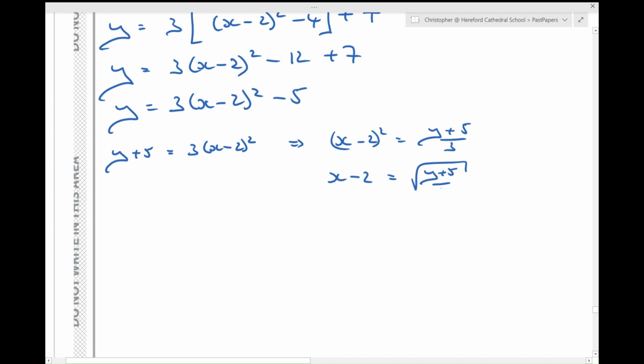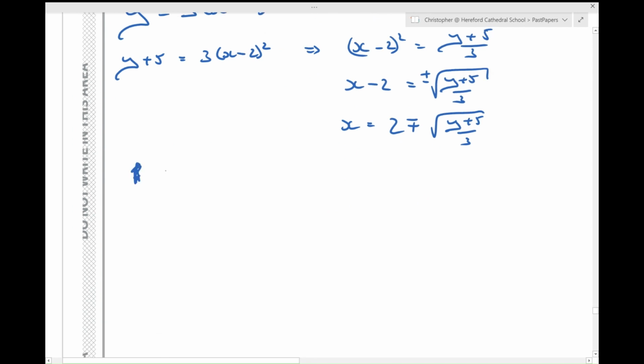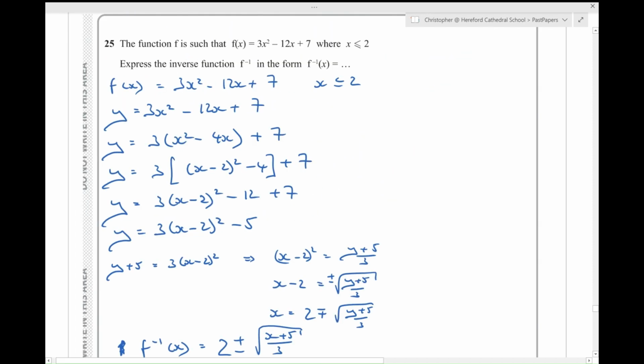Okay, and now add 2 to both sides. x equals 2 plus or minus, of course, because I've got 2 answers to this square root, the square root of (y plus 5) over 3. So now I can express this in the form f to the minus 1 of x is going to be 2 plus or minus the square root of (x plus 5) over 3. But be careful, because we have forgotten about this crucial piece of information at the top.